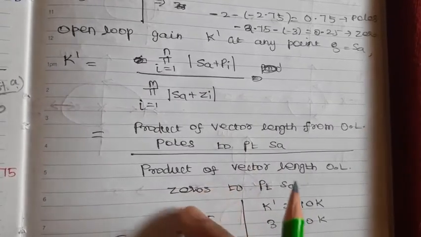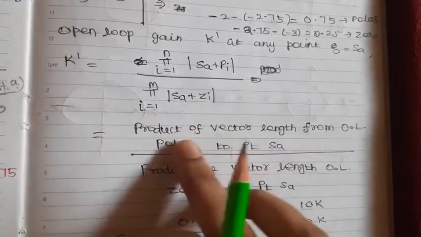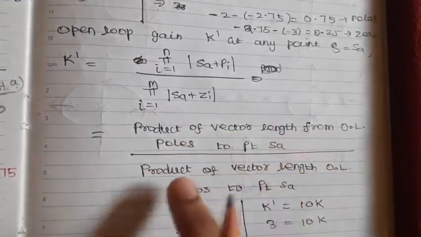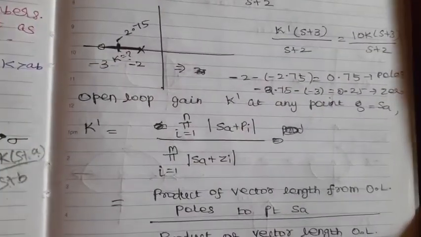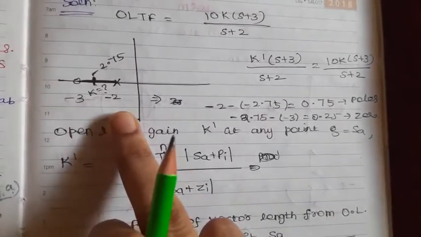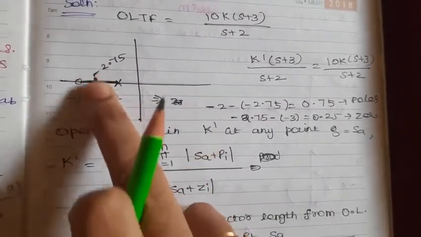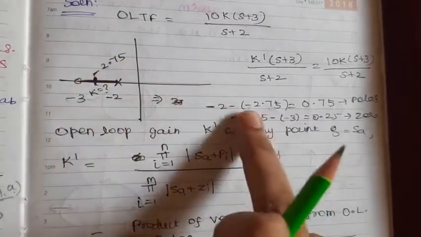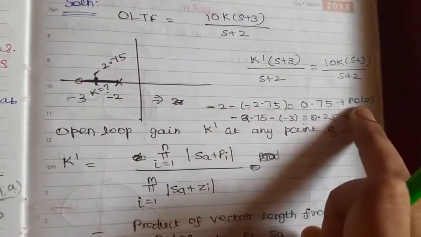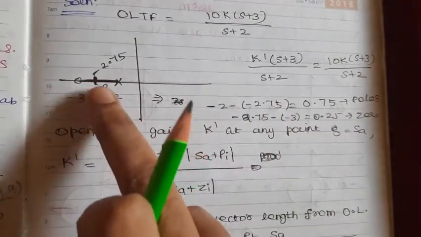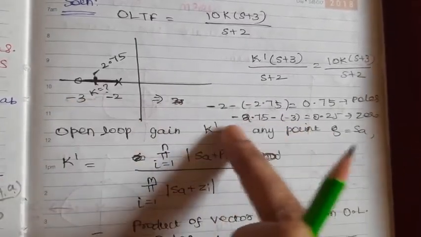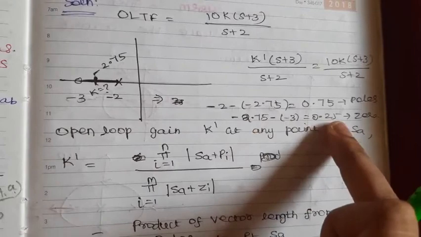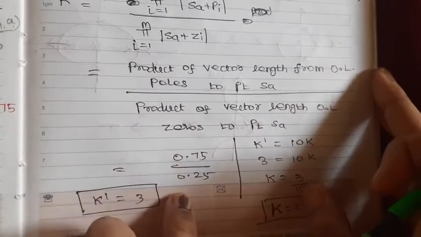When more than one pole is located, we need to use the product of open loop poles. Here there is only one pole and only one zero, so we simply use that one. So here, how can we find out the length? This is the common point: minus 2 minus of minus 2.75, so 0.75, this is the exact pole location. Then minus 2.75 minus of minus 3 gives 0.25, that is the zero. So poles divided by zeros: 0.75 by 0.25, what do we get?